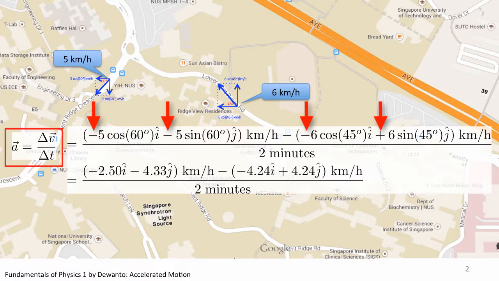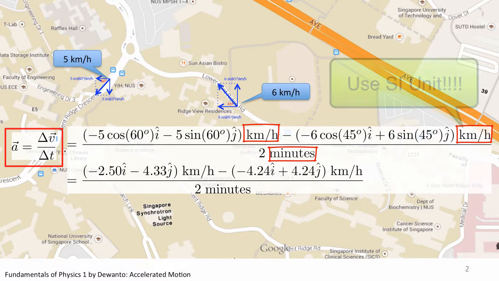In that sense, we follow the same configuration as plus-minus sign in Cartesian coordinate. So do check if the signs I put are consistent. Third, pay attention to the units. The numerator is in km per hour. The denominator is in minutes. They are not consistent and they are not SI units.